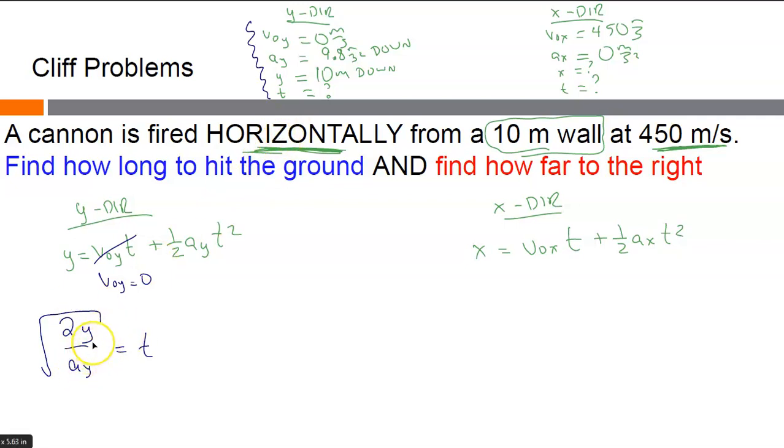If it's a horizontal shot, you always end up right there. If it's not a horizontal shot, you do not end up right there. So be very careful about using that shortcut. This will work for horizontal shots. It will not work for angle shots. We'll see one of those at the end of all of this. Okay? I put in my numbers.